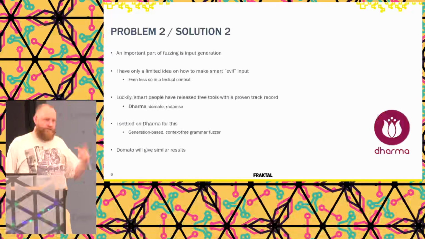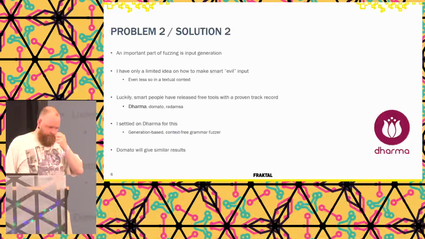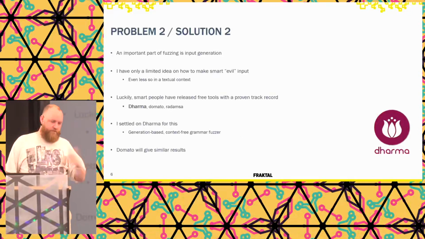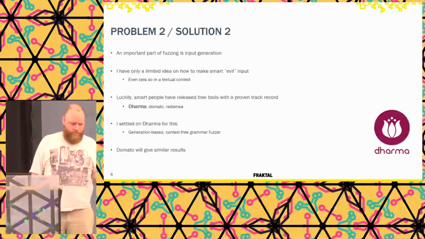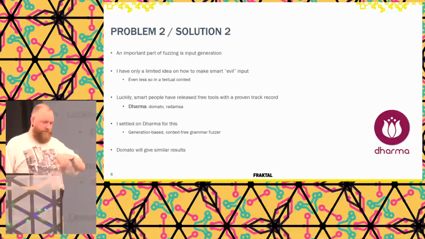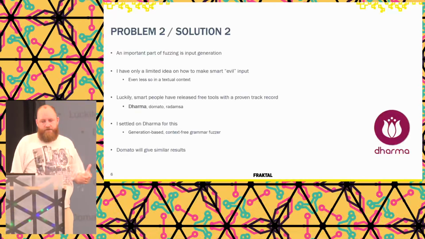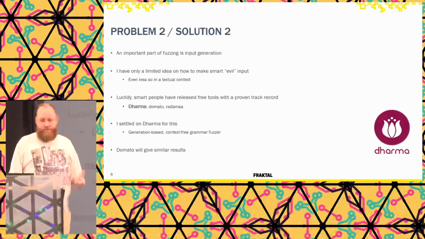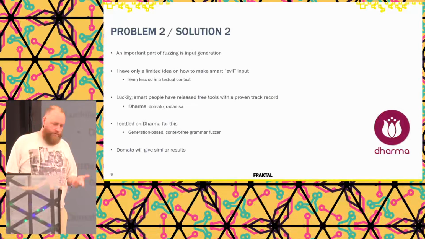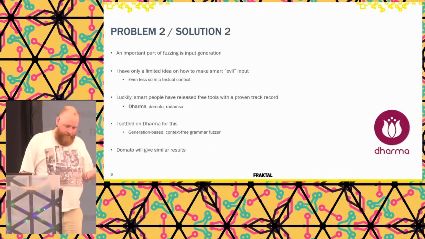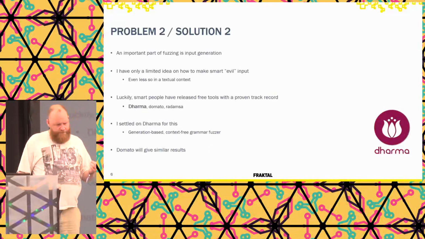But some smart people, in this case the guys from Mozilla, I think, released some free tools with a proven track record. In this case, Dharma from Mozilla, Domato is from one of the guys at Google, and Redamsa is from some Finnish guy. For this one, I settled on Dharma, which is a generation-based context-free grammar fuzzer. You can also use Domato if you're so inclined, but I had used Dharma before for something else, so it was natural to settle on this.